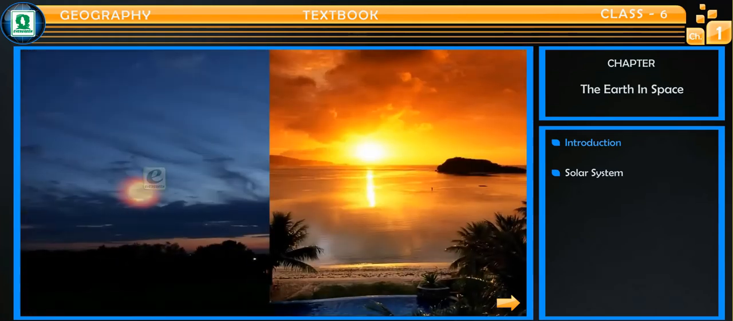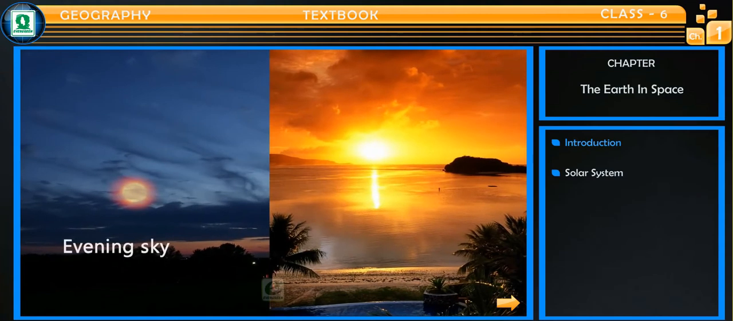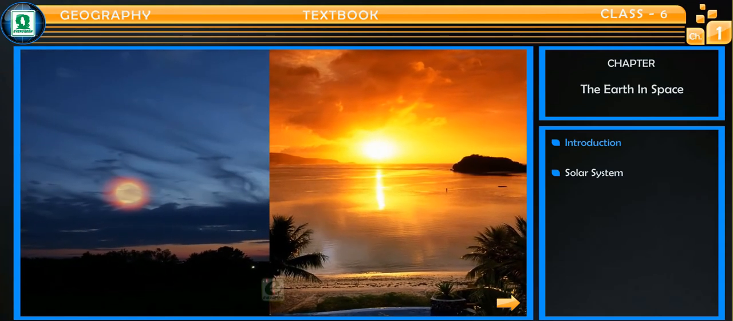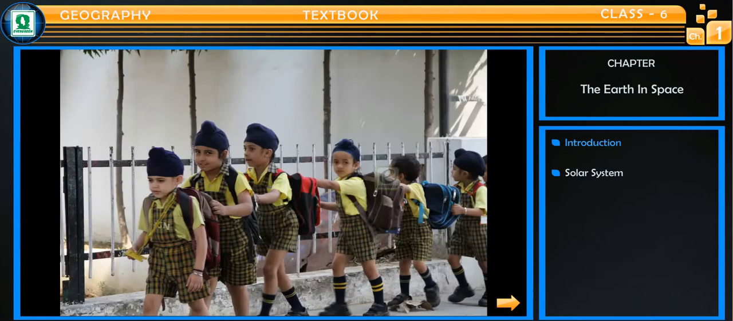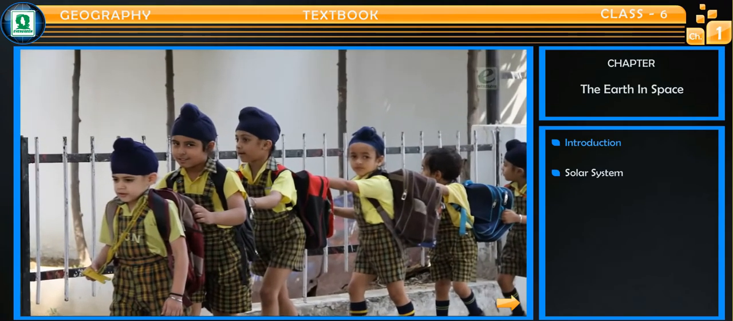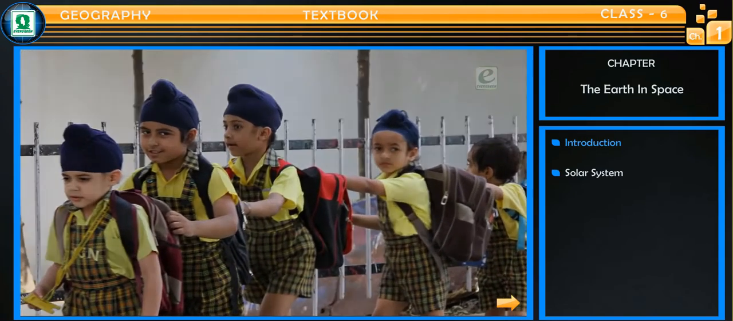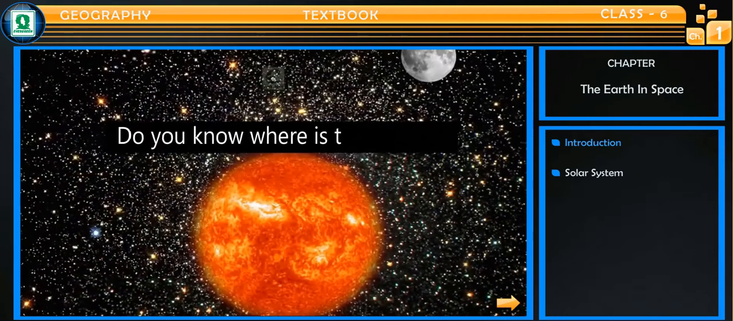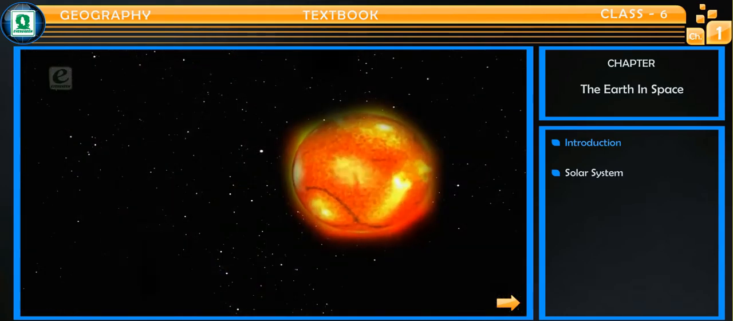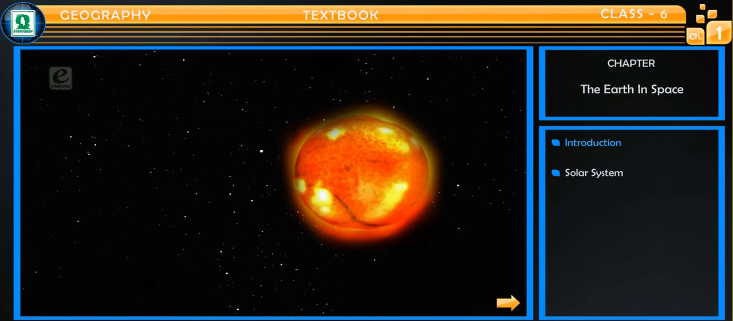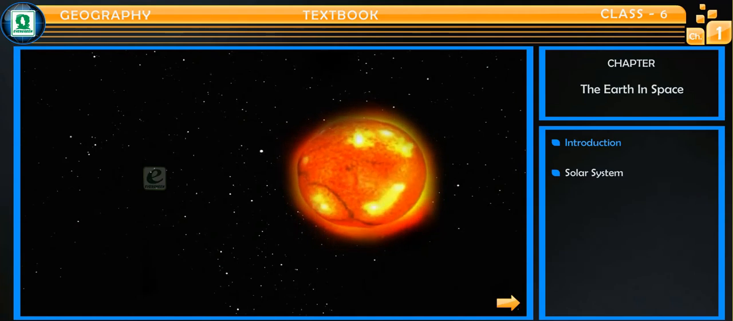But where does it disappear in the evening? And where do the stars and moon disappear in the morning? Perhaps they return to their home like you do after school. Do you know where is their home? Where do they live? Their home is the space, and they are always present in our sky.